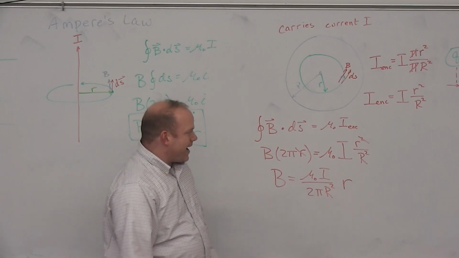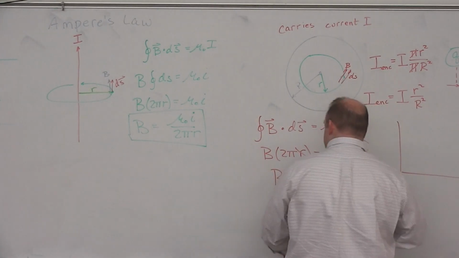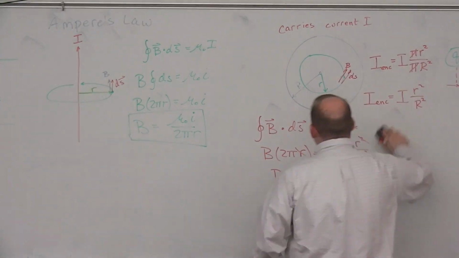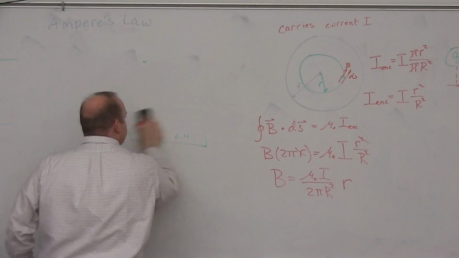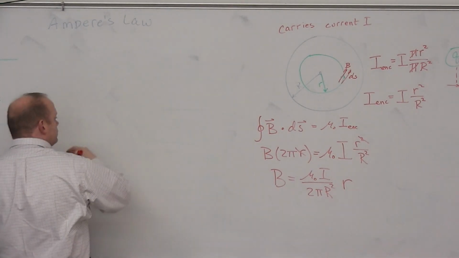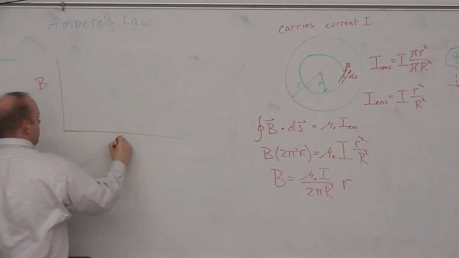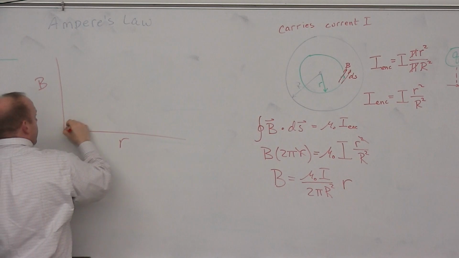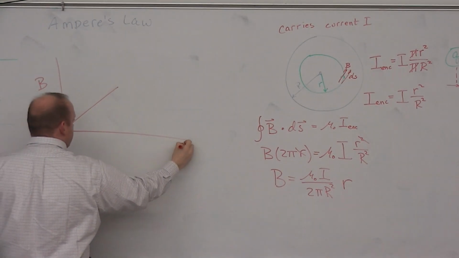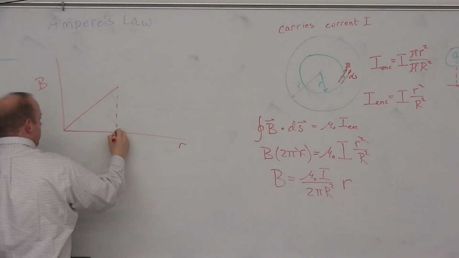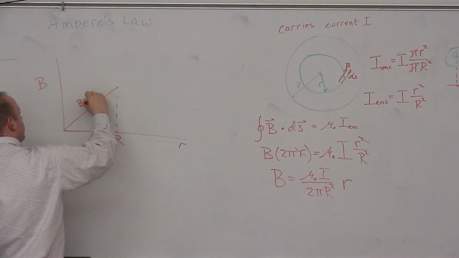So if I was going to graph this, I think I'm running out of space there. Going off the page. If I graph this, B versus r, my magnetic field would increase until r equaled R. This is B being proportional to r.